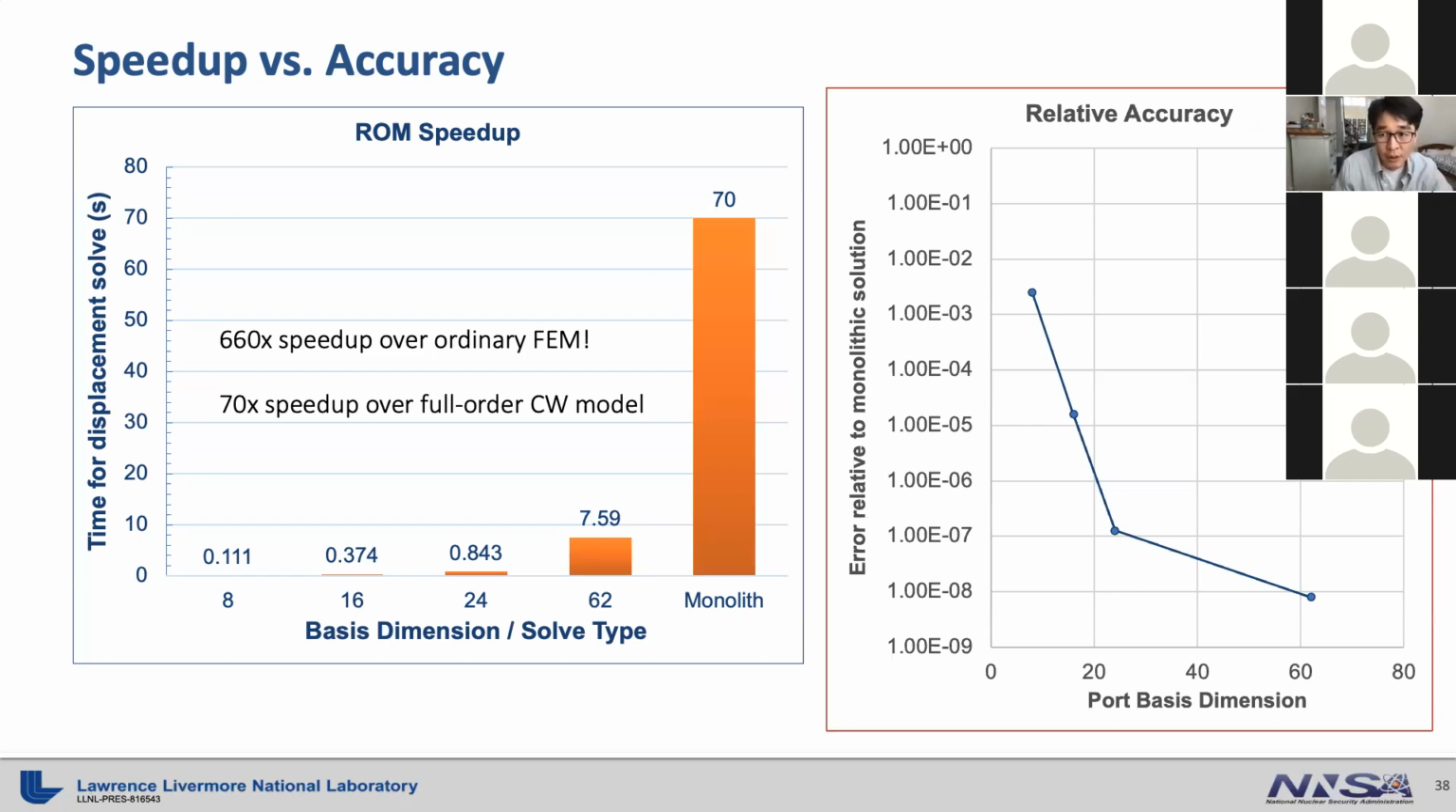The smallest CW-ROM achieves a relative error of less than 1% already with respect to the full order model solutions. And the CW-ROM accuracy can be tuned. That's a well-known fact. As we increase the port basis dimension, the accuracy improves exponentially, as you can see from here.